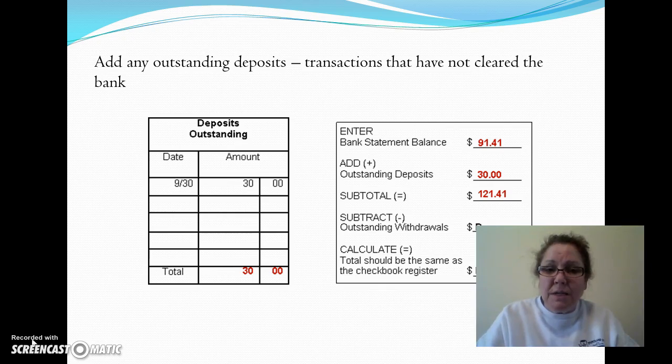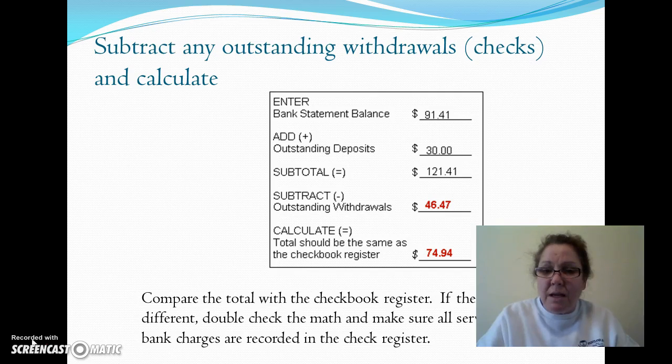We did have an outstanding deposit of $30, so we're going to list that. We're going to take that $30 and add it to our bank statement balance, which gives us a balance of $121.41. Then we're going to subtract any outstanding withdrawals. So we had $46.47 of withdrawals that we recorded that the bank was not aware of yet. So we have to subtract those, and that gives us a balance of $74.94. That is the balance that should be in your checkbook.